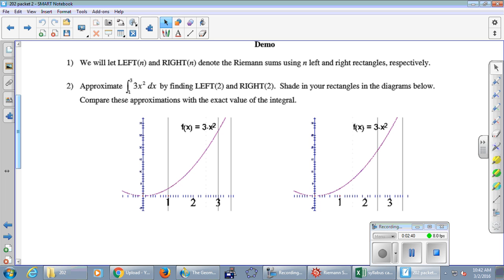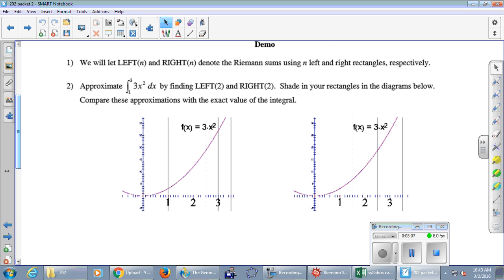Okay, so let's take a look at a specific example. We're going to approximate the integral from 1 to 3 of 3x squared. It's quite silly to approximate this because we can find an antiderivative of 3x squared pretty darn easily. So we will compare our approximations to the exact answer, but most of the time the function is too complicated to do an antidifferentiation on. We're going to find L_2 and R_2. So let's see if we could do that down here.